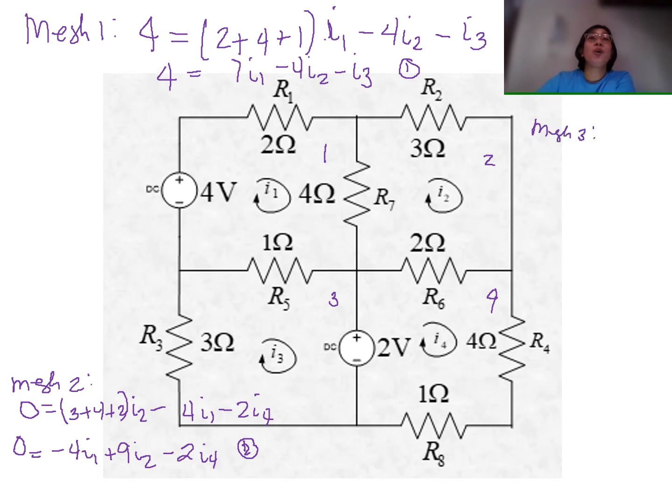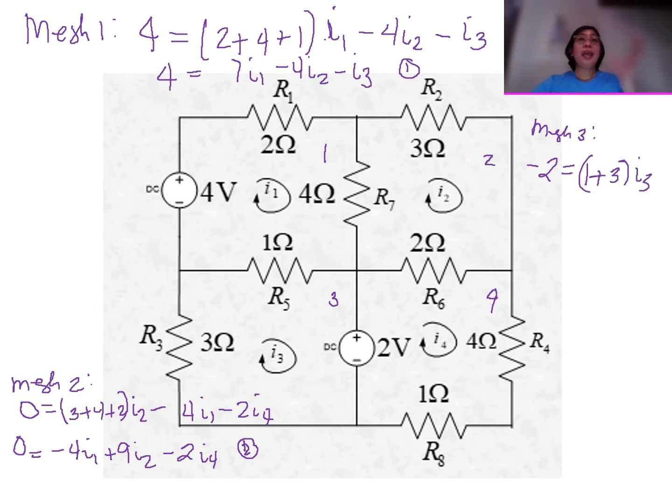Here. Okay? So as we travel our mesh, we will be leaving your source at the negative 2 volts. So we write here minus 2 is equal to, okay, all resistances connected across your mesh number 3, we treat them as positive. So what are those? You have 1 and 3. So we have here 1 plus 3 multiplied by I3.